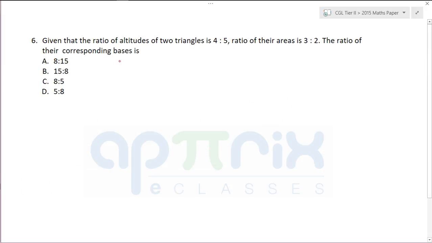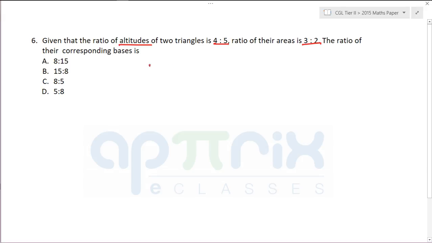Question number 6 is, given that the ratio of altitudes of two triangles is 4:5 and their areas is 3:2, you have to find the ratio of their corresponding bases, right? I think this question does not require any great skill, right? It can be done very easily. Tell me what is the answer for this question.